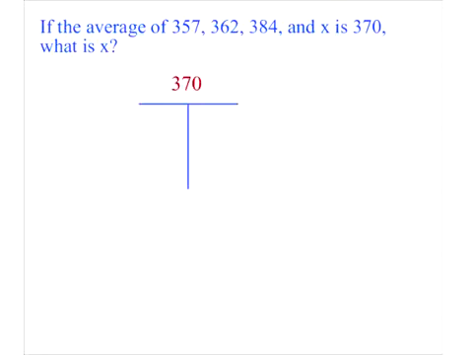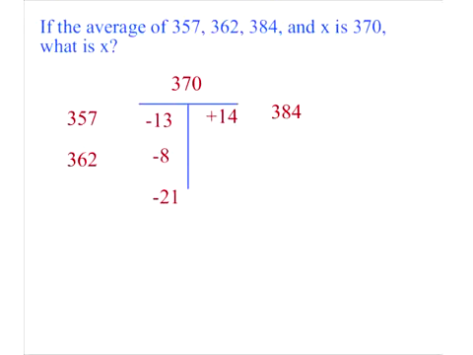You know, 370 is the average. He's in the middle. I've got 384 above the average. I've got 357 and 362 below the average. So let's look at what we got so far. This is pulling me 14 above. This is pulling me 13 below. 362 is pulling me 8 below. And so we've got a total of -21 on this side.